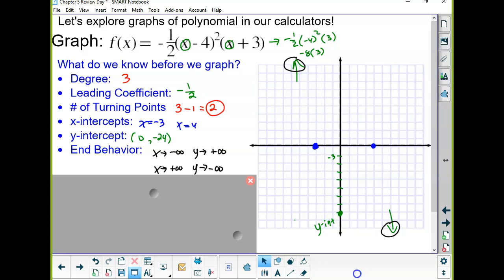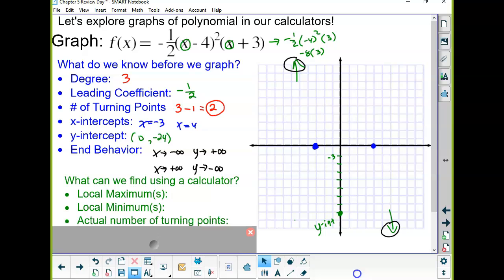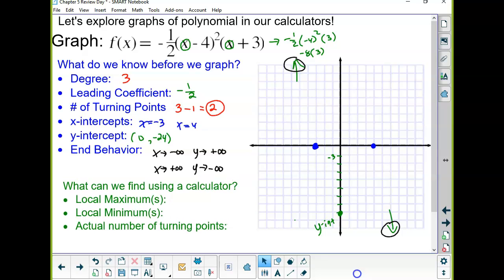But that doesn't give me a complete graph, right? It leaves me to assume a couple of things. And we don't want to assume when graphing, so really, what are we actually looking at here? The graphing calculator is going to allow us to find maximums and minimums, and it'll confirm the actual number of turning points. So, let's go ahead and grab your calculator.